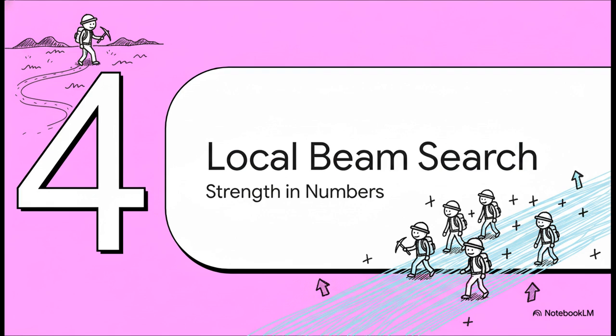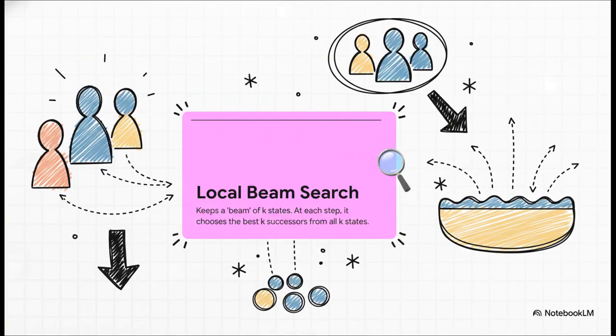Now let's look at a totally different philosophy. What if instead of one hiker, we sent out a whole search party? That's the idea behind our second solution, local beam search. So here's how it works. Instead of tracking just one solution, local beam search keeps track of k different solutions at the same time. This k is just a number you pick. Maybe it's 4, maybe it's 10. You can think of these k solutions as your beam or your search party.